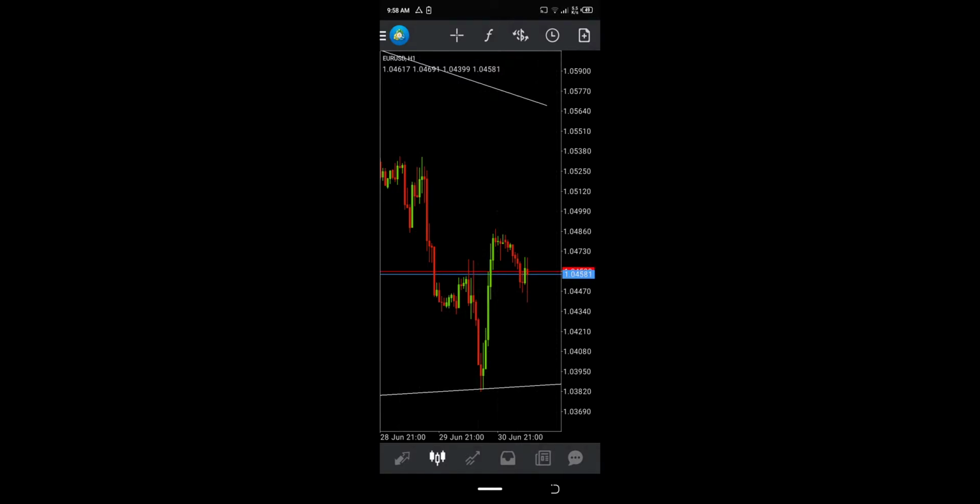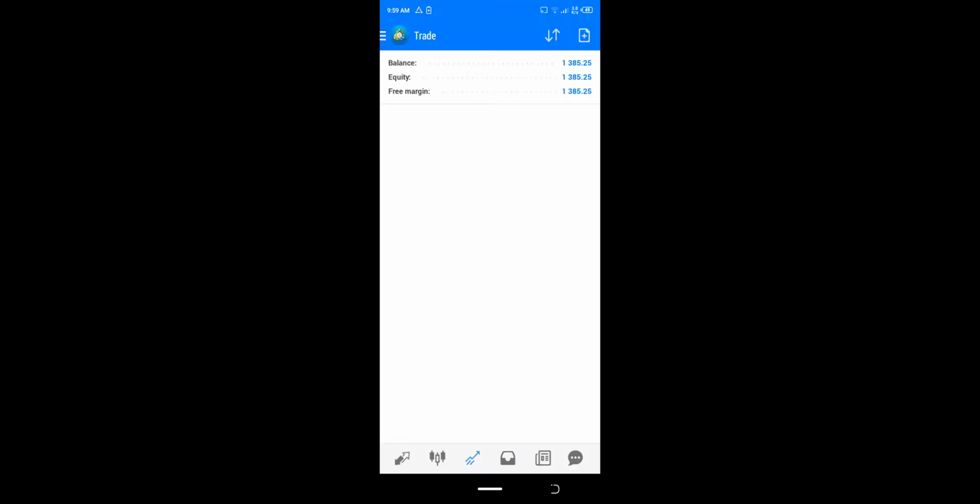So when it's going to be a perfect entry, we're going to trade. Stay tuned. I'm going to show you how I enter my trades, take you throughout the journey. As you can see right now, there is no trade ongoing, and my balance is 1385 dollars.